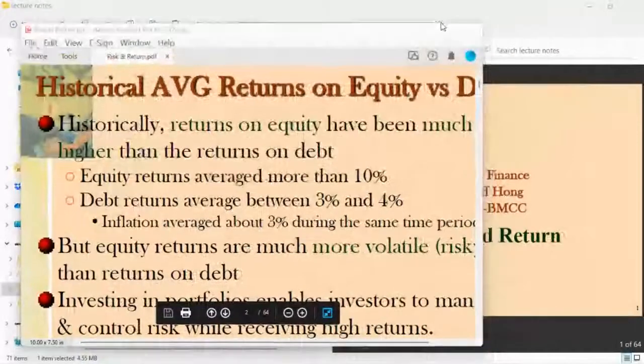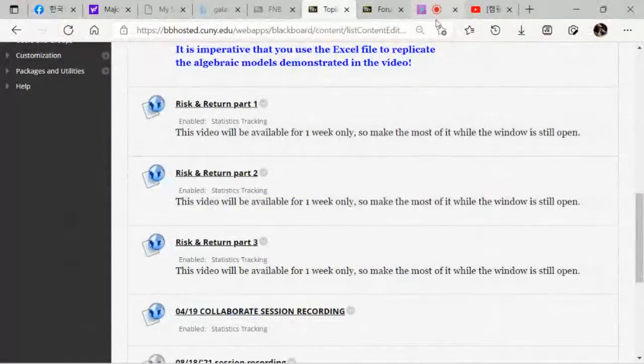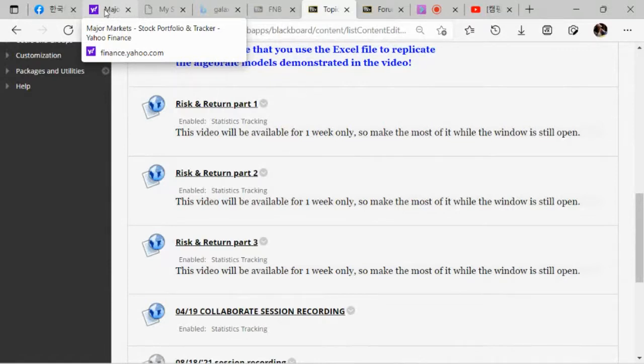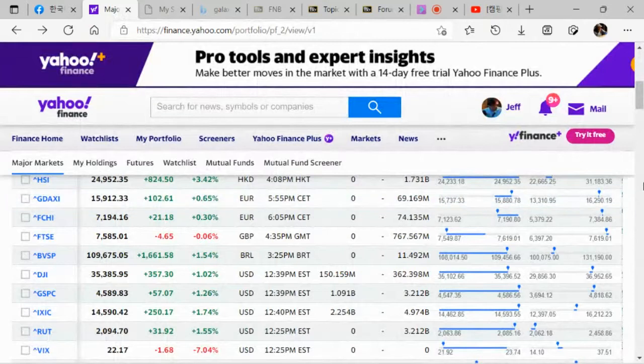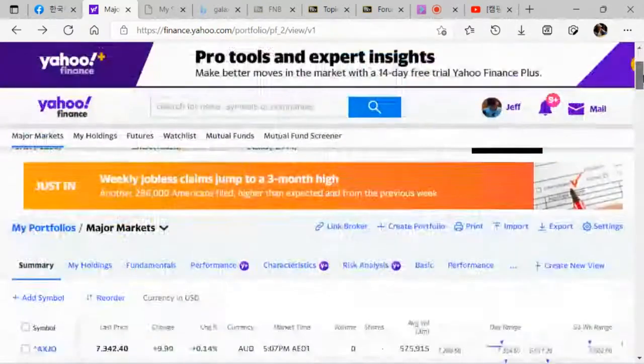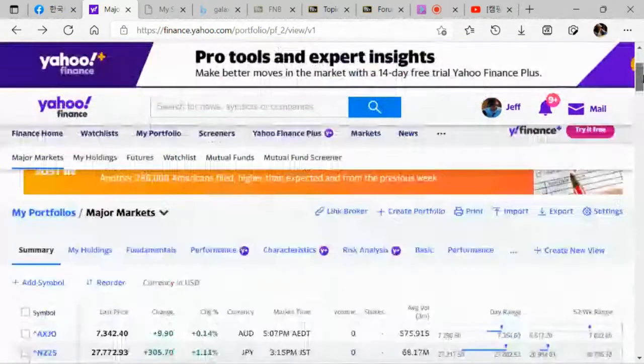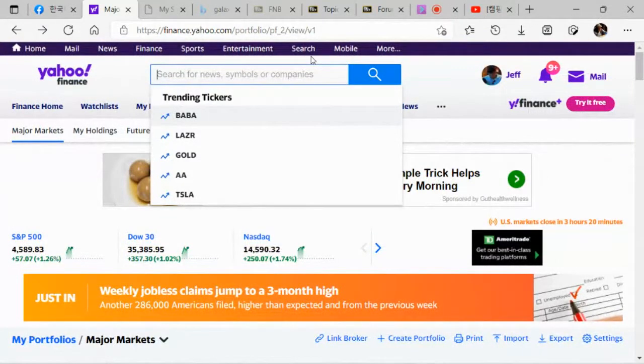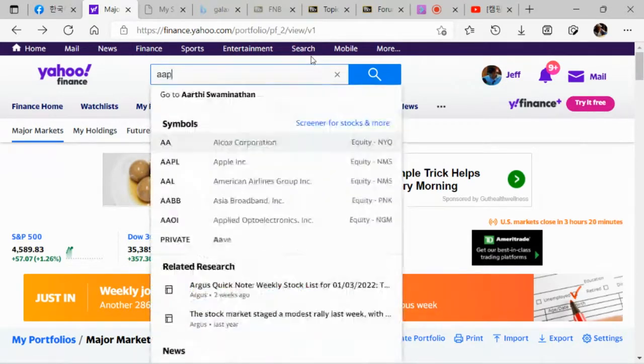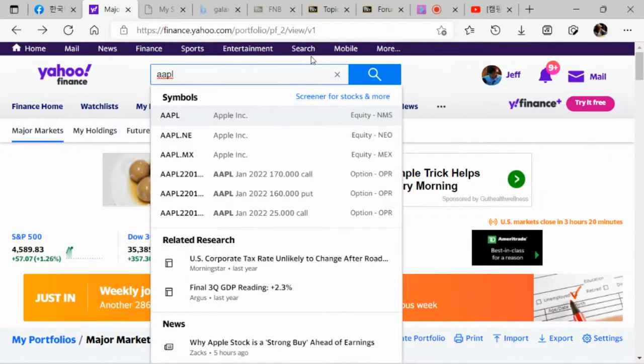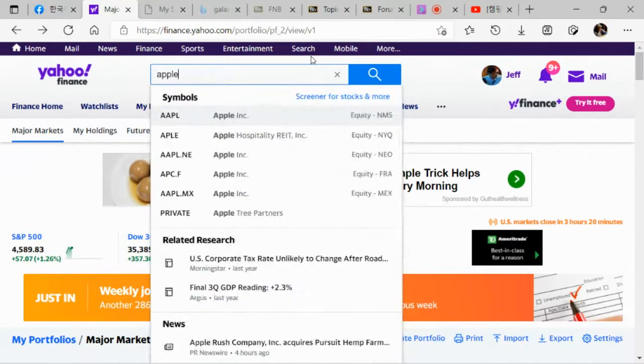The best thing to understand risk and return is to actually get your hands dirty, to get to the nitty-gritty. So I want you all to go to Yahoo Finance. Go to Yahoo Finance, please. And then in the search window, just type in Apple or AAPL. In the old days, you had to type in the exact ticker symbol, but these days, you can just type in the name of the company.